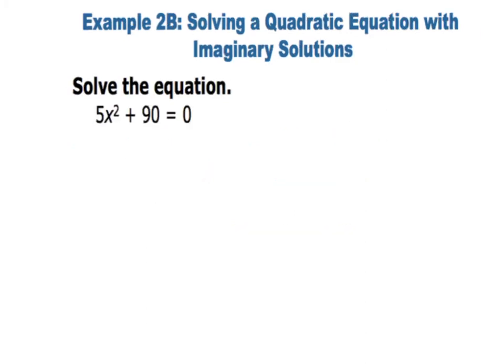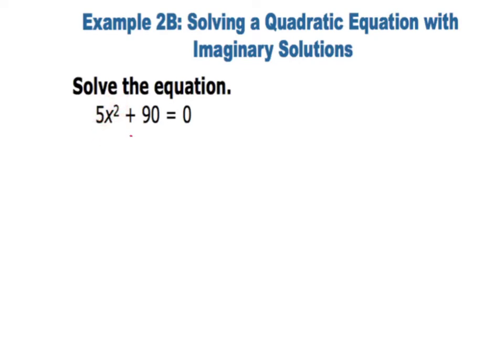Now, for this next problem, I want you to take a look at this. See, it's 5x squared plus 90 equals 0. Now, of course, you could solve this using any of the other methods, but I'm going to show you a technique that can be used when I don't have a linear term. You see how we don't have a plus 0x? If you don't have a linear term, we can do a process that is called extracting the root. In other words, I want to get this x squared by itself.